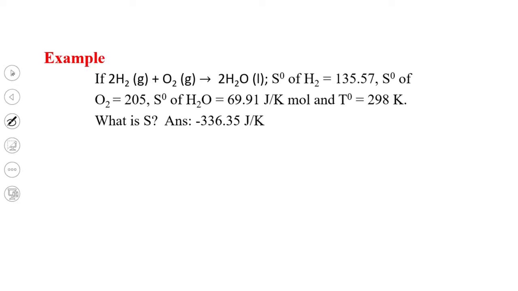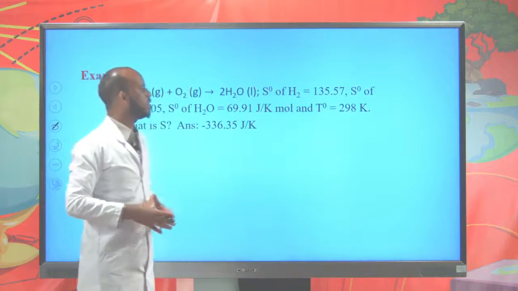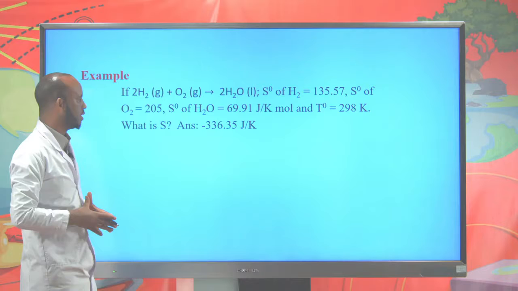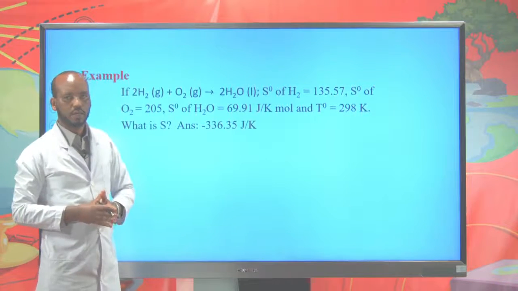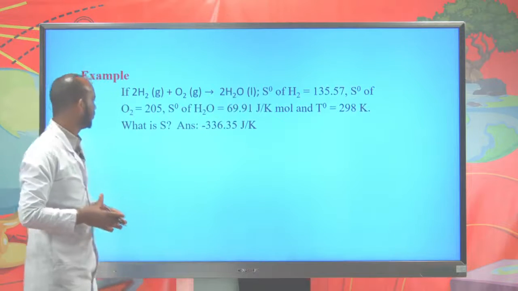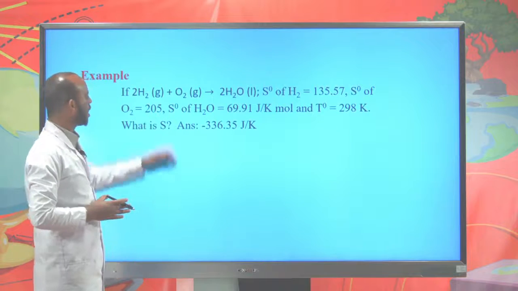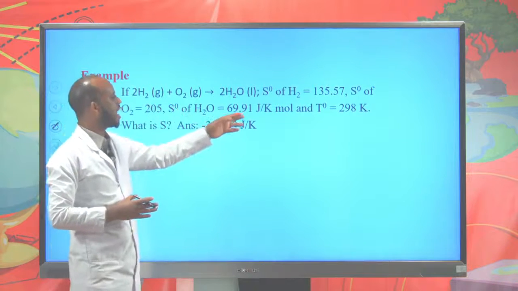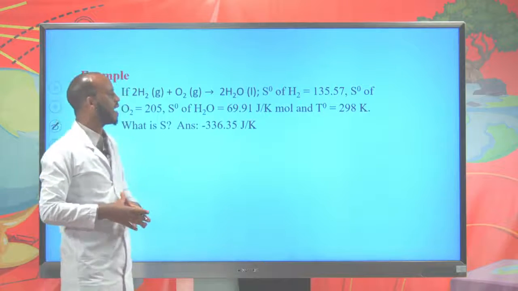For example, hydrogen gas reacts with oxygen gas to form water. Molar entropy of hydrogen is 135.57 joule per Kelvin. Note that the SI unit of entropy is joule per Kelvin. Molar entropy of oxygen is 205. Molar entropy of water is 69.91 joule per Kelvin mole. And temperature is 298 Kelvin.